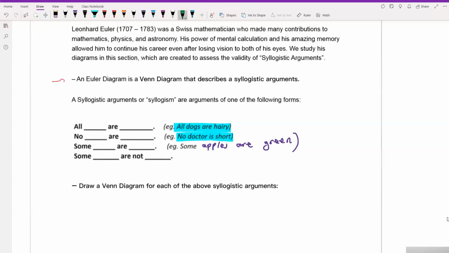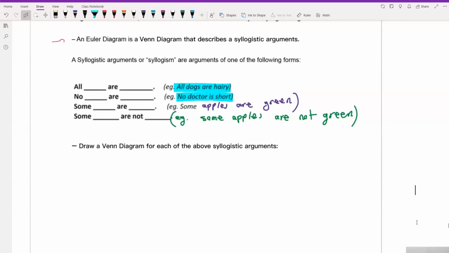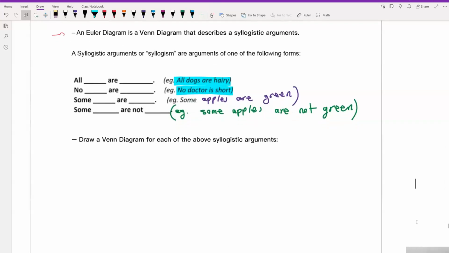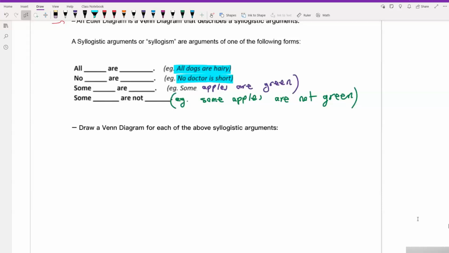And finally, here we have "some are not." Example: some apples are not green. So these are what we are going to use in this section. Here on this part, it's asking us to draw a Venn diagram for each of these arguments that we have on top.